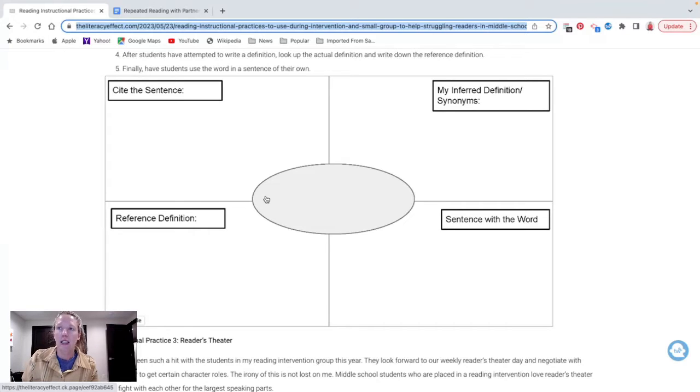And then finally, you will have students write their own sentence using that word to show that they are able to transfer the meaning into their own writing. Once again, this is something that I would recommend doing with 1 or 2 words once or twice a week, but it's a great way to build that vocabulary.